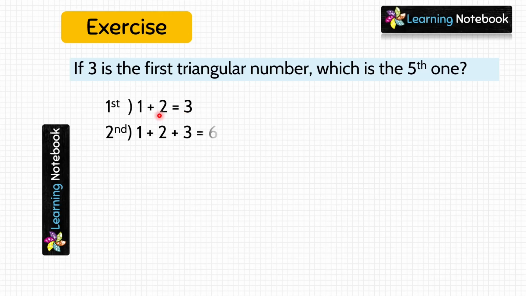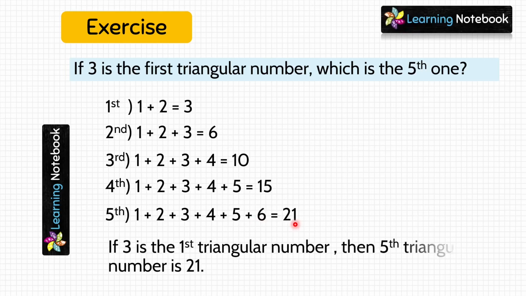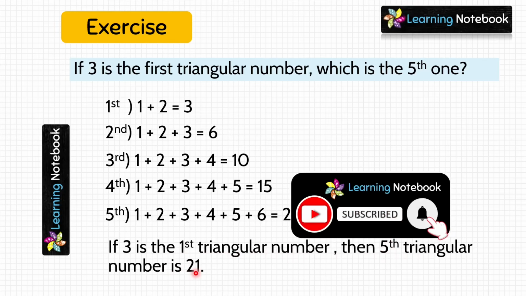So the second triangular number will be the sum of the first three numbers, which is 6. Similarly, the third triangular number will be the sum of the first four numbers, which is 10. Then the fourth triangular number will be the sum of the first 5 numbers, which is 15. And the fifth triangular number will be the sum of the first 6 numbers, which is 21. So this is our answer. If 3 is the first triangular number, then the fifth triangular number is 21.